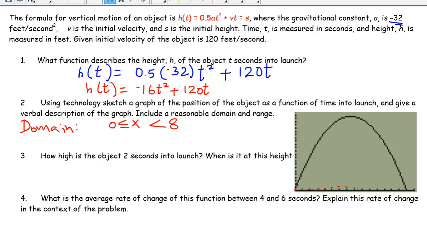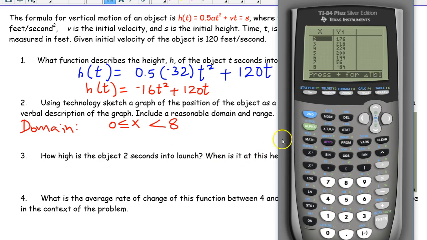Why am I taking less than 8? It's just an approximation. Because if the value of x is equal to 8, you're getting a negative value for height. We have to stop at 0. That's why I just wrote less than 8. Now the range in this, the maximum value you're seeing is 224.